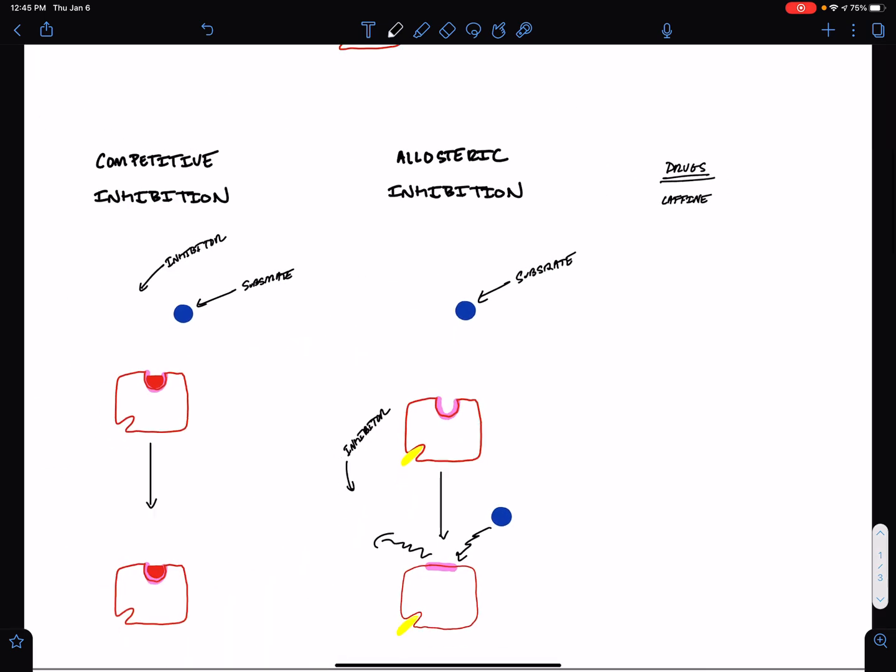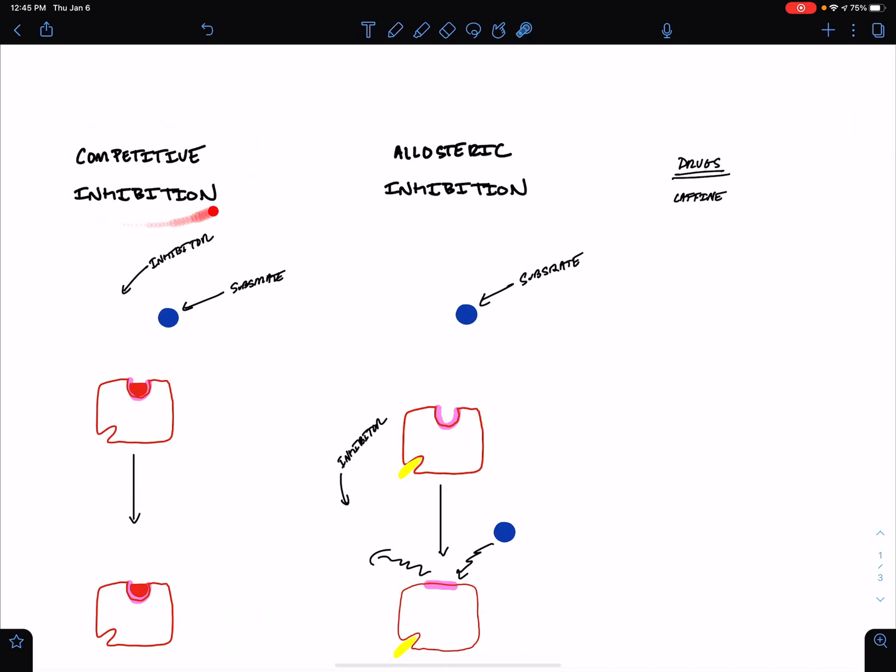Caffeine serves as an example of competitive inhibition where the inhibitor, the caffeine, is binding to and outcompeting the actual substrate of the enzyme in your brain for binding. And this substrate that it's outcompeting is called adenosine.